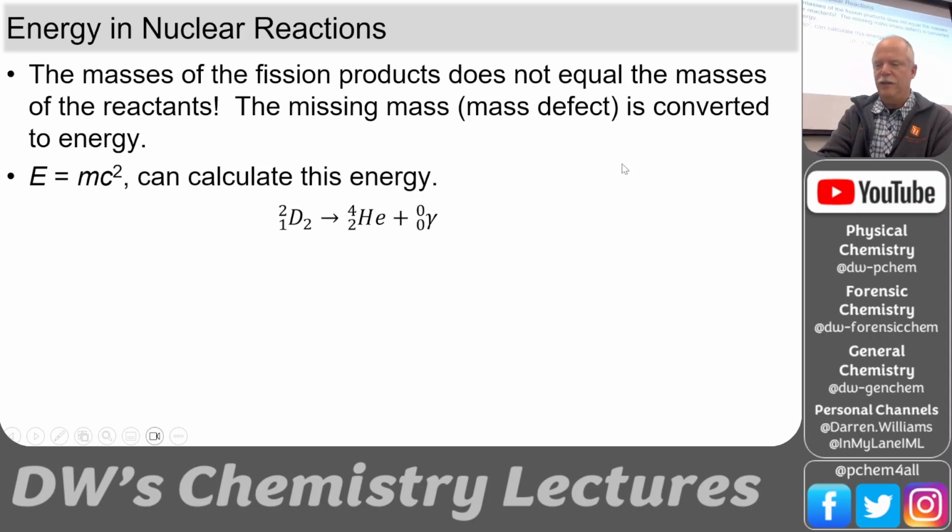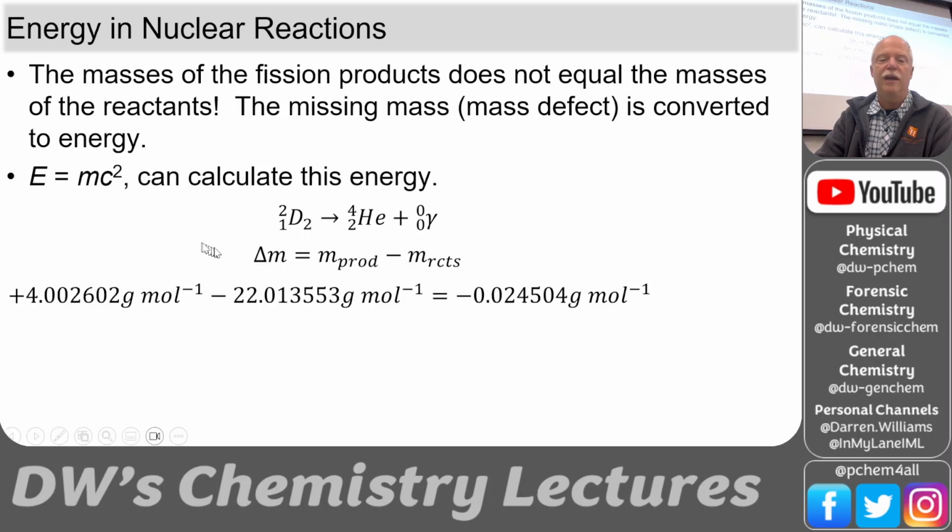So if we just take this very simple fusion reaction, we fuse 2 deuterium atoms to make a helium atom, and we take the product masses and subtract the reactant masses, we get this mass defect. We have to take into account the isotopic masses. So here's the full number of sig figs for helium. And this is the full sig figs.